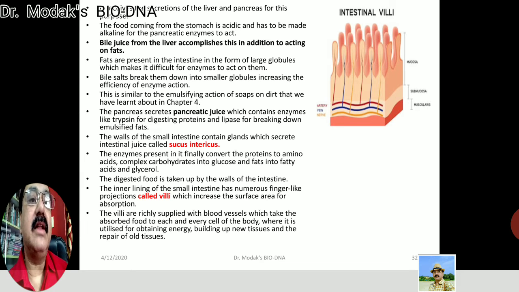As you can see, these are the finger-like projections. They are present all along the inner lining. Okay, so villi increase the surface area. The villi are richly supplied with blood vessels, which take the absorbed food.